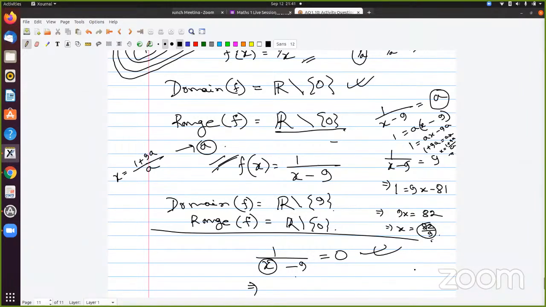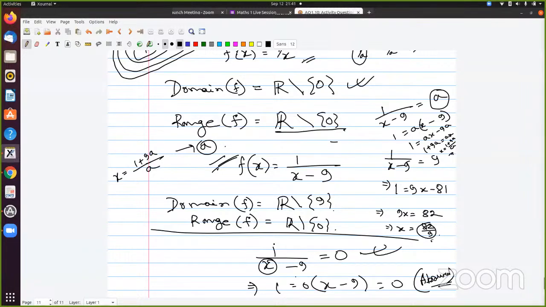No, sir. How can you confirm that? If I take x minus 9 to this side, I will get 0 times something, that is 0. So 1 equal to 0. This is absurd, right? This cannot happen anywhere. 1 cannot be equal to 0, that we all know. So I cannot get 0 as an output. Clear? Yes, sir.